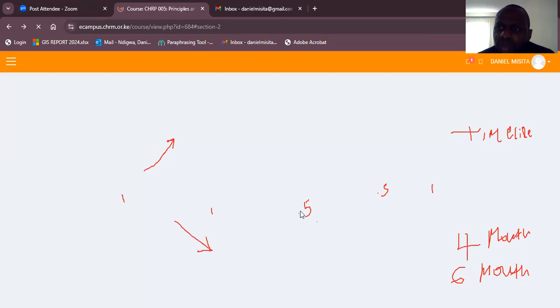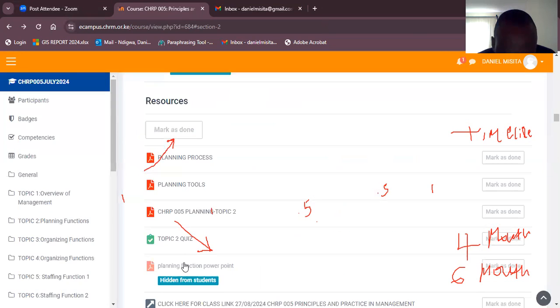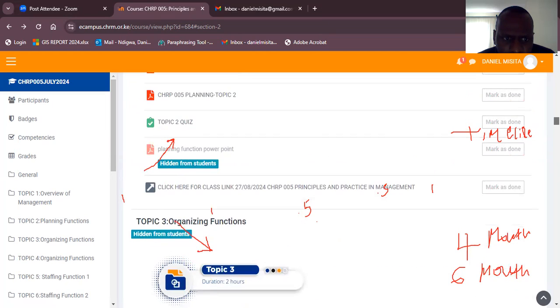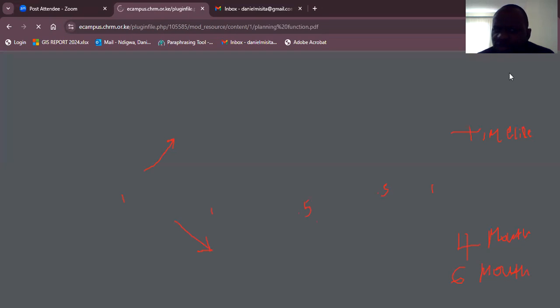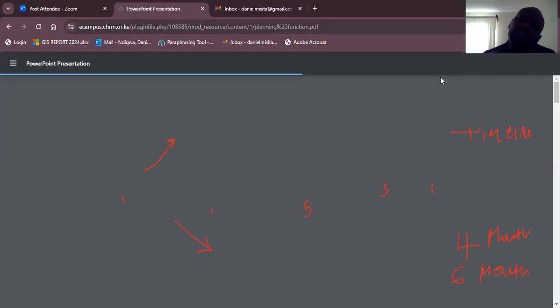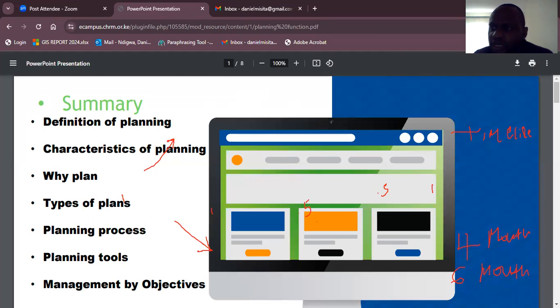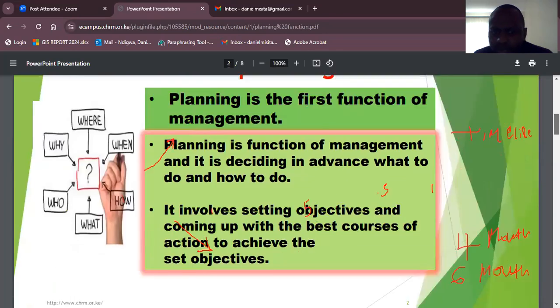Management by objective. This is a very common phenomenon in most organizations, where every time you hear managers say management by objective.